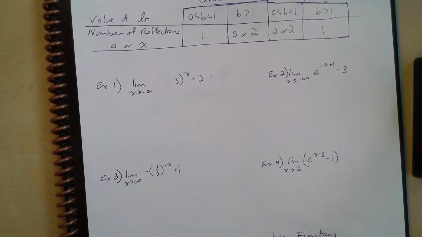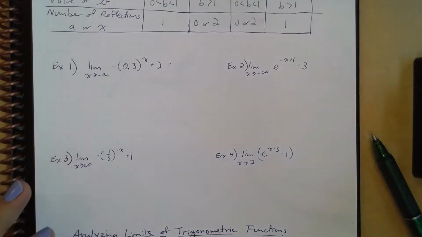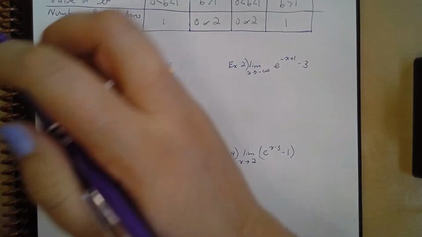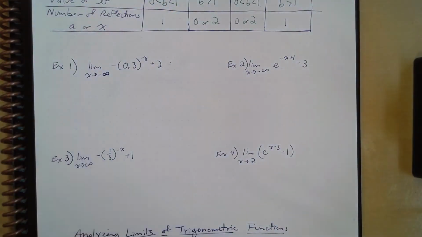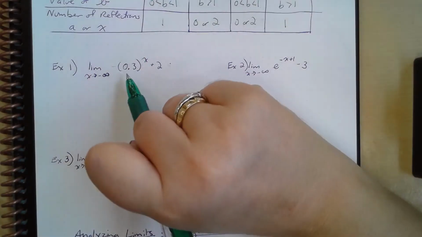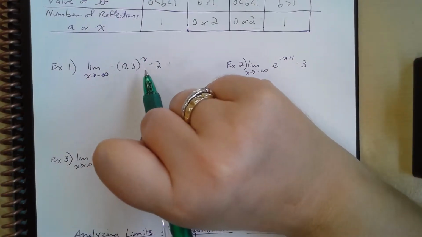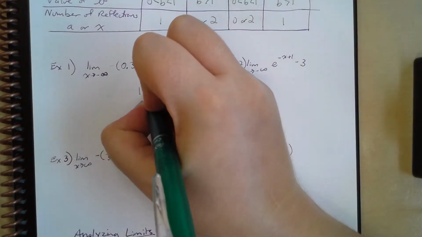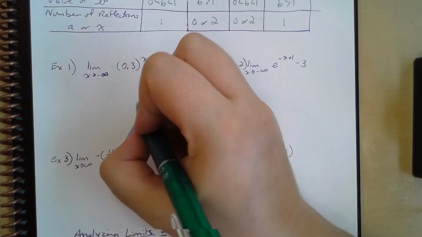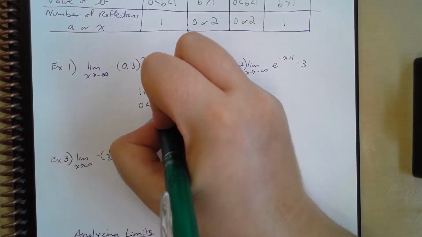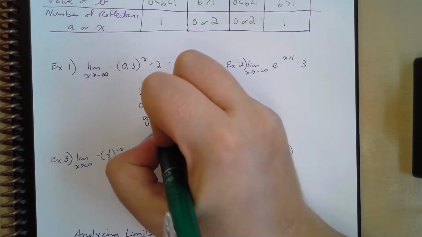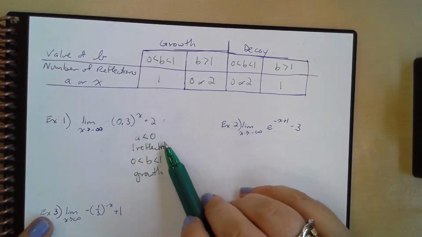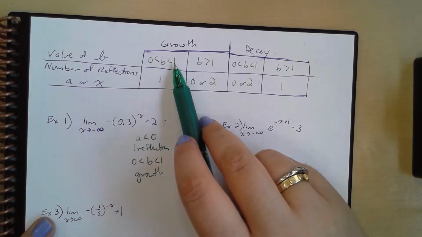So what can we do with this information? Well, let's look here. We have the limit as x goes towards negative infinity of negative 0.3 to the x plus 2. In this situation, a is less than 0, so I have 1 reflection, right? And here, b is between 0 and 1, so I have growth. So a is less than 0, so I have 1 reflection, and b is growth, so that's what's going on.